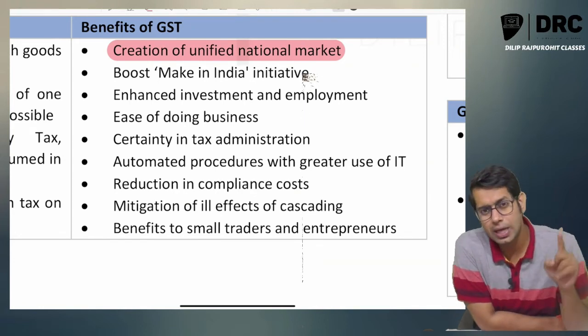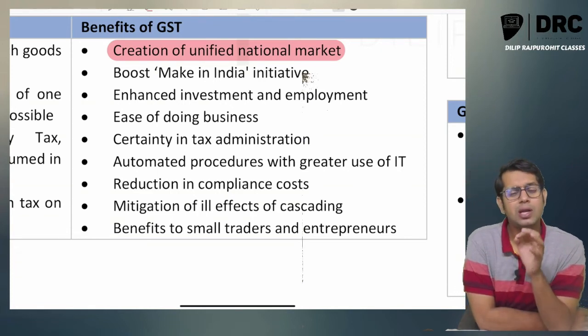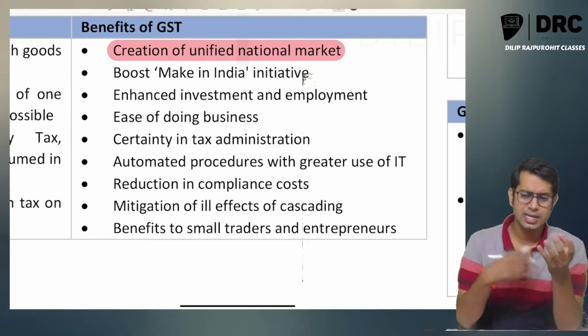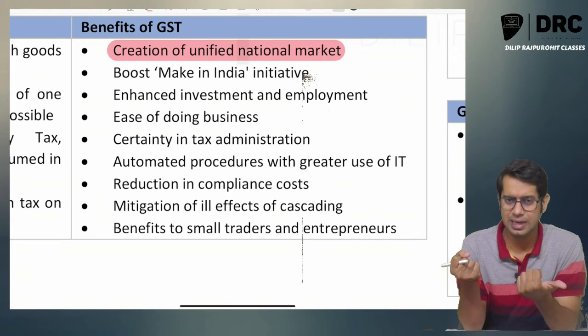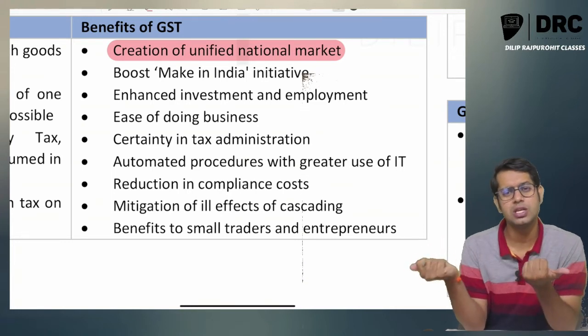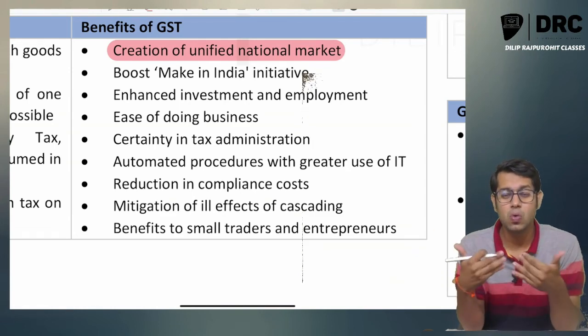Before, the VAT law in Karnataka was not the same as the VAT law in Tamil Nadu. Before, a product was taxable, say for example, a particular leather bag was taxable at 12% in Karnataka. The same leather bag was taxable at 14% in Tamil Nadu. The same leather bag was taxable at 8% in Maharashtra, because they had their own laws.